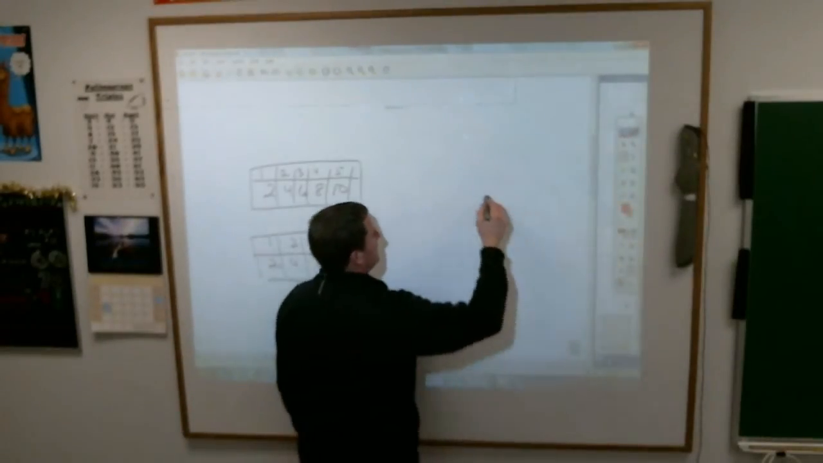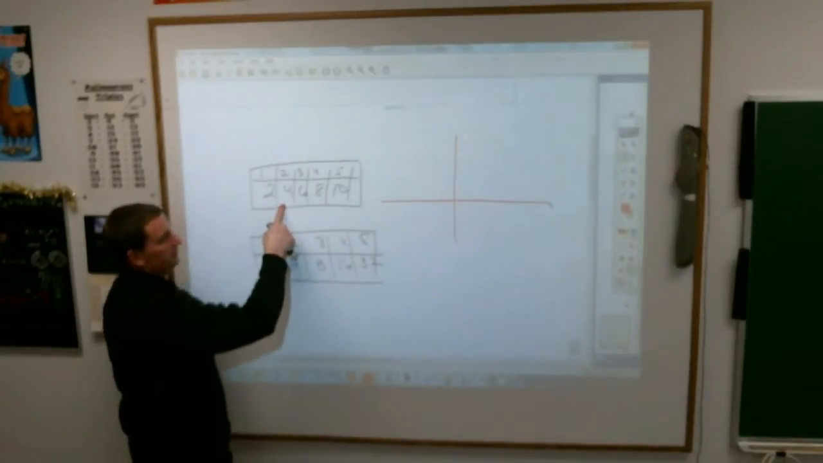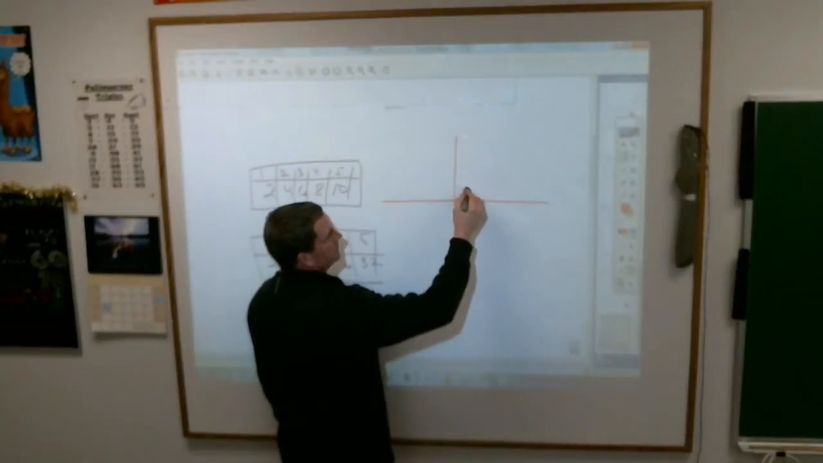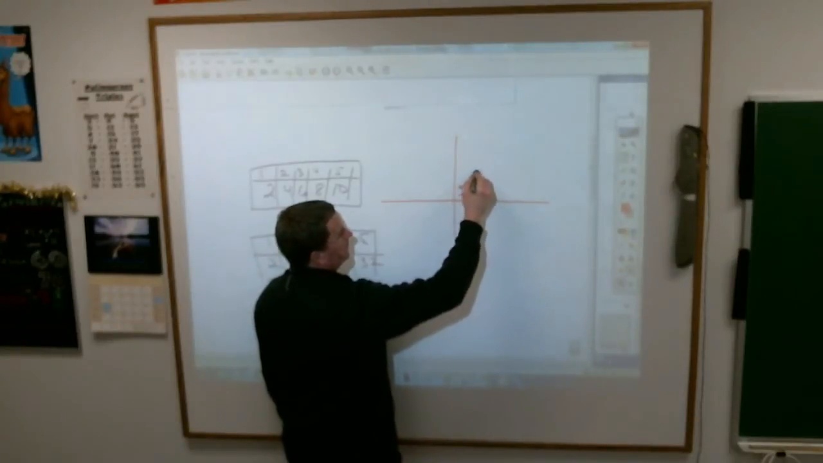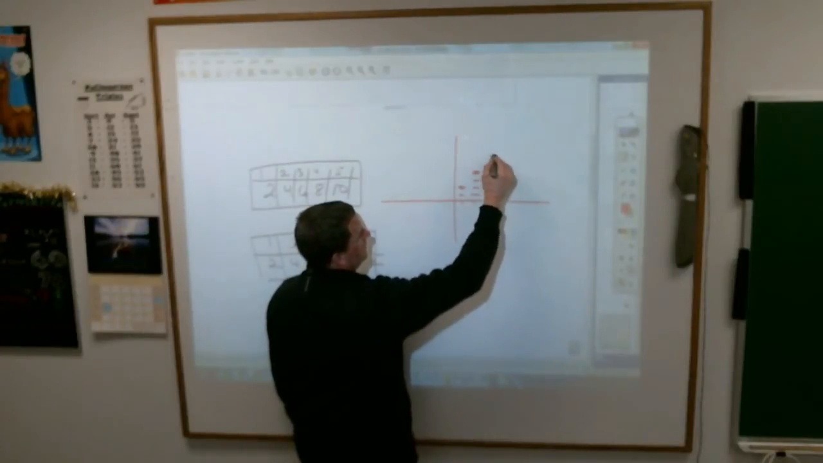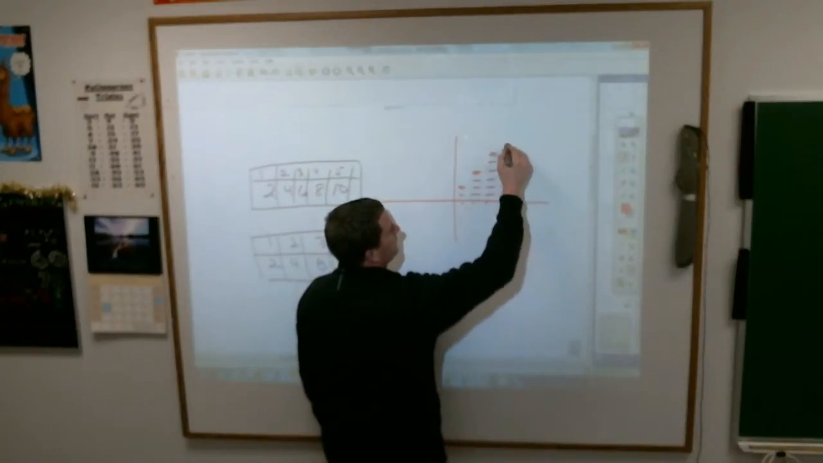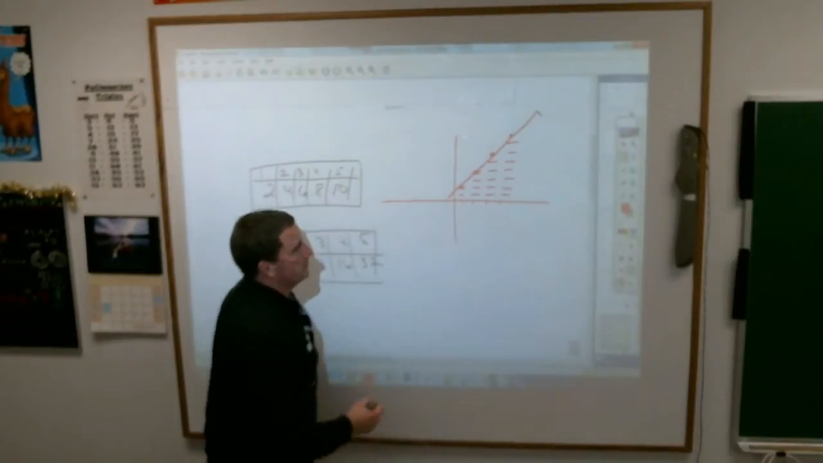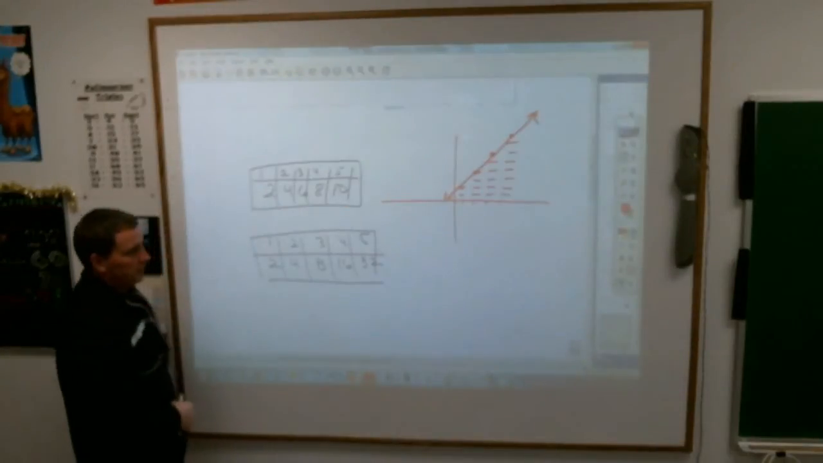If I were to graph these on a coordinate graph, what will this one look like? Well, here at 1, it was 2, correct? 1, 2. At 2, it was 4. At 3, it was 6. At 4, it was 8. What kind of a shape am I going to get? Okay, a nice straight line. That is arithmetic sequences. They're always going to give you nice straight lines.